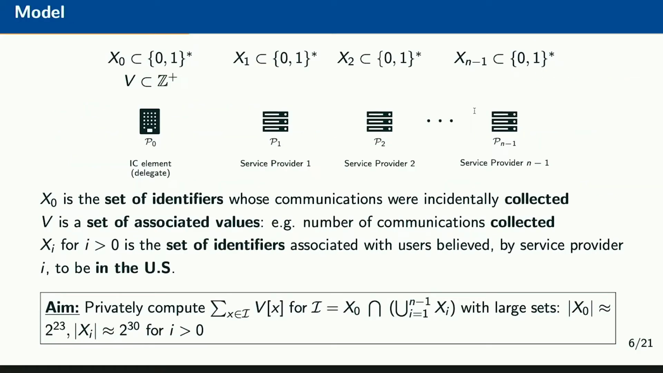So suppose the IC element holds X0, the set of identifiers whose communications were incidentally collected. Each service provider holds a set Xi, the set of identifiers associated with users they believe are in the US. The IC element also holds V, which is a set of associated values, suppose the number of communications collected per identifier. Our aim is to privately compute the sum of values in V associated with identifiers in I, where I is the intersection of the IC element set with the union of all sets held by service providers. I is exactly the set of identifiers controlled by persons believed to be in the US who were incidentally collected on. These sets are huge. The service providers may have billions of elements in their sets, and the IC element at least will have millions.